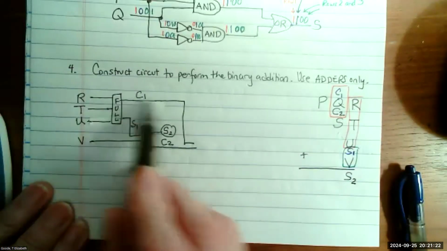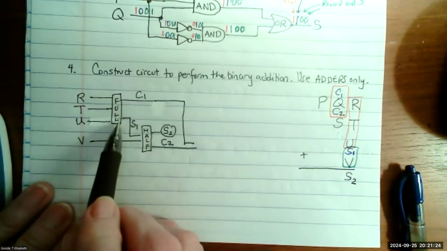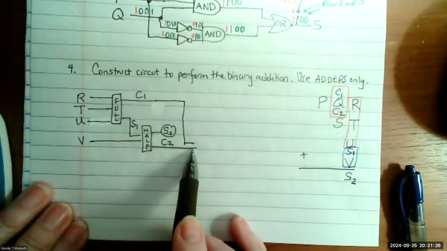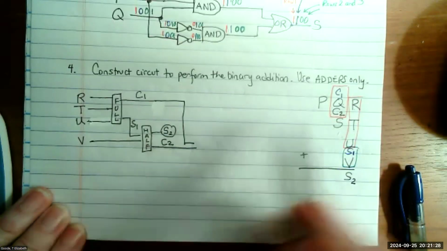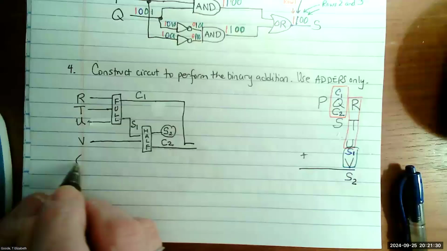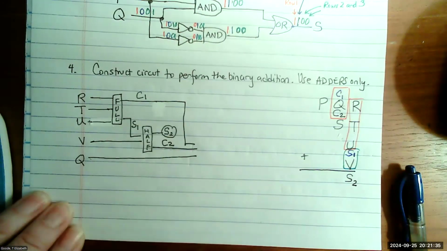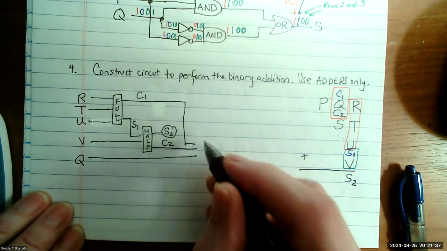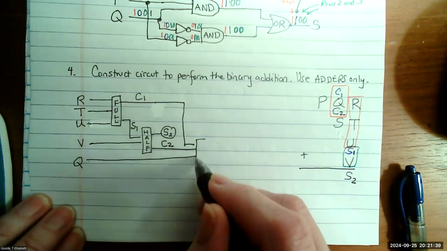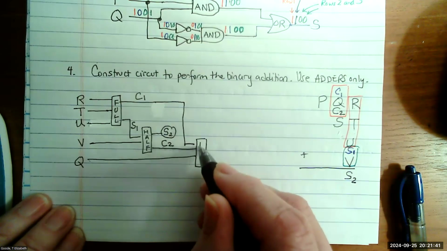So we've got the C1 wire coming out of the first adder. We've got the carry 2 wire coming out of the second adder. And now I'm going to add them to Q. So here comes the Q wire coming in here. See what I mean? Yeah. And these are all going to get added with a full adder because it's 3 digits being added.